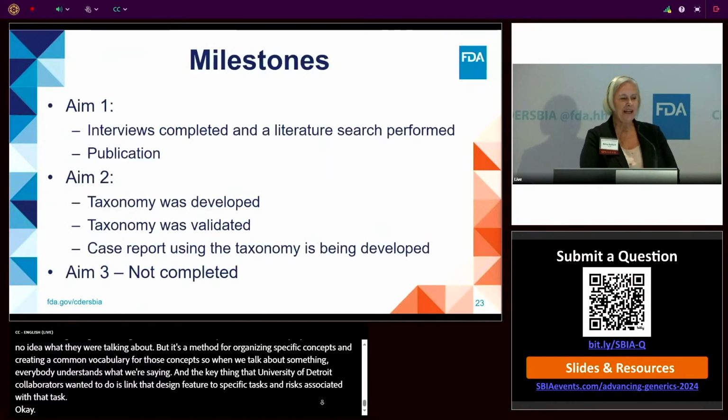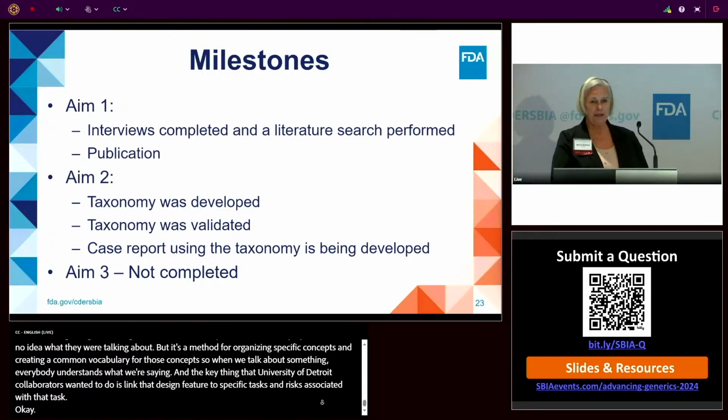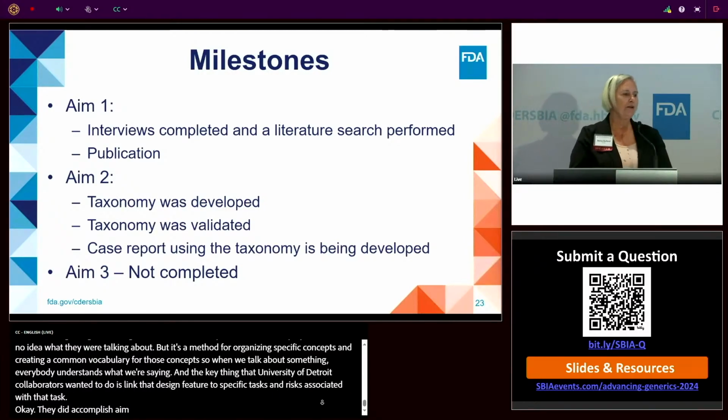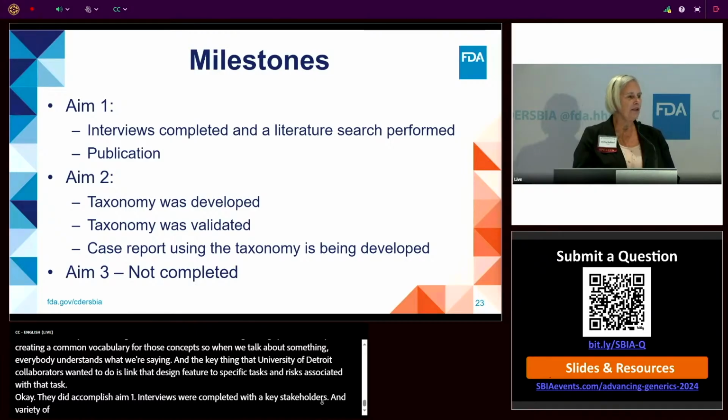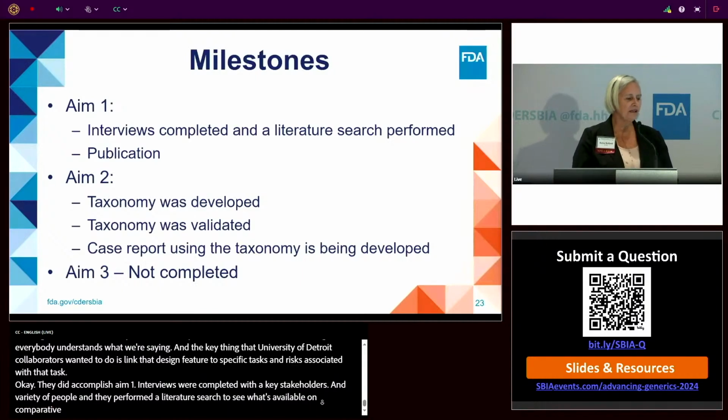So what did they actually accomplish? They did accomplish aim 1. The interviews were completed with the key stakeholders. They interviewed human factors engineers, CEOs, and a variety of people, and they performed a literature search to see what was available in the public arena on comparative use human factor studies rather than the traditional human factor studies, and prepared a publication which is currently undergoing peer review.